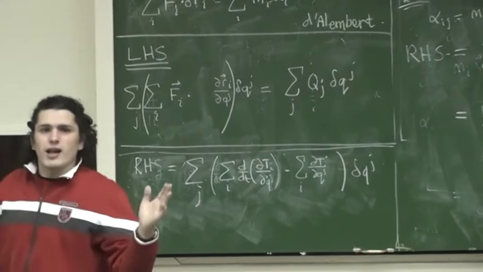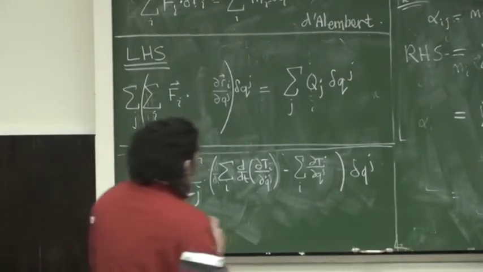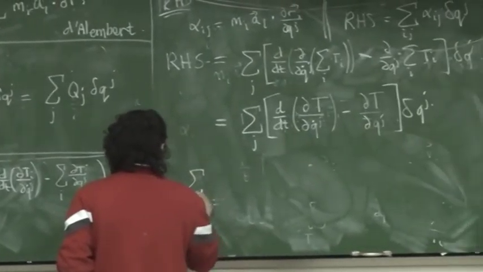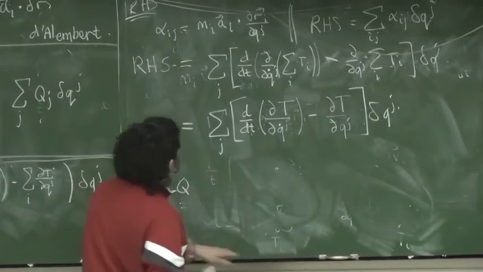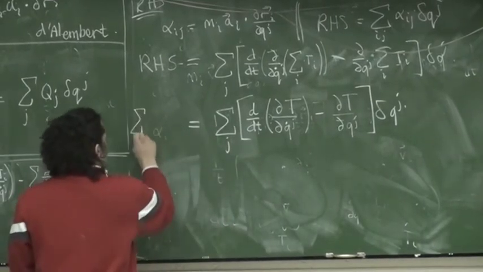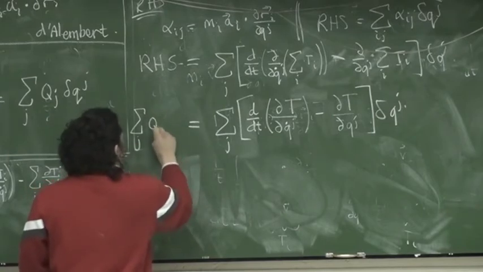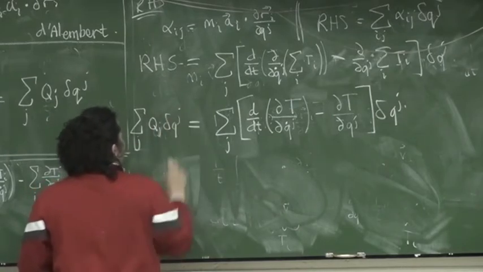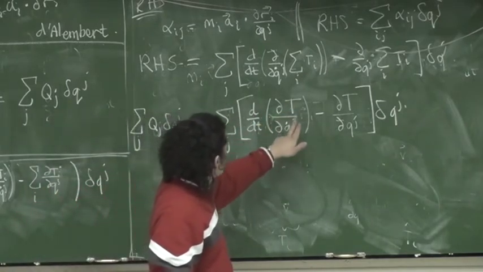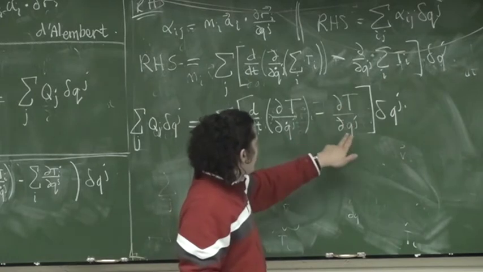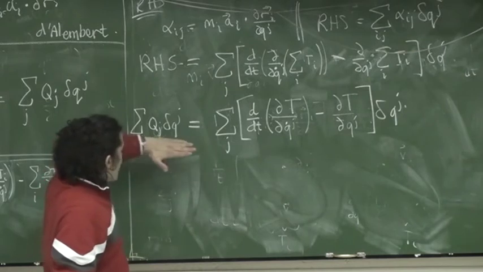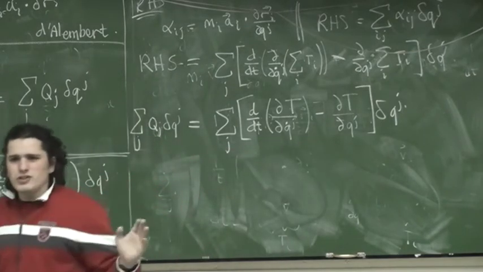So, in our generalized coordinates, d'Alembert's principle becomes the sum over j of Qj delta qj is equal to the sum over j of d by dt del T by del qj dot minus del T by del qj, times delta qj. So, these are equal. Why did we do this again?